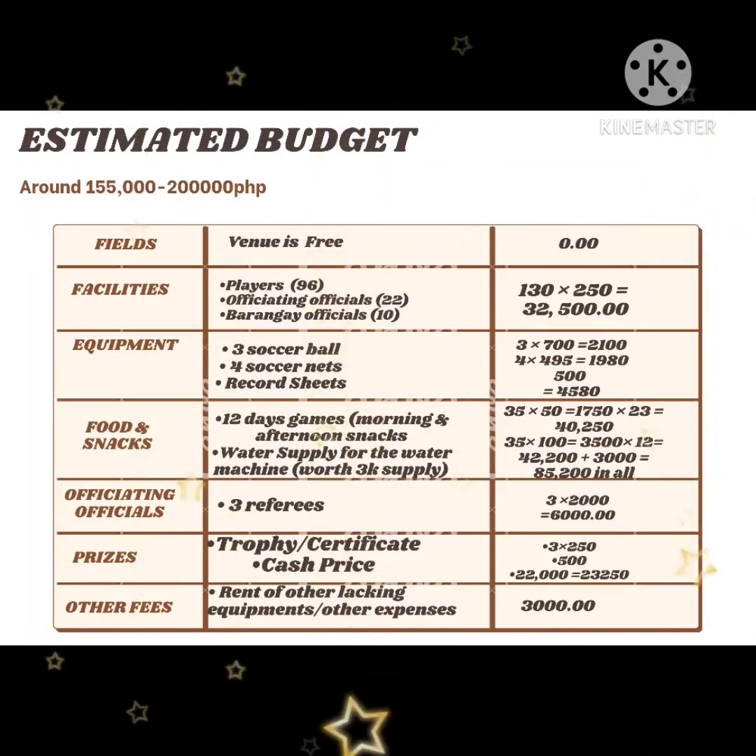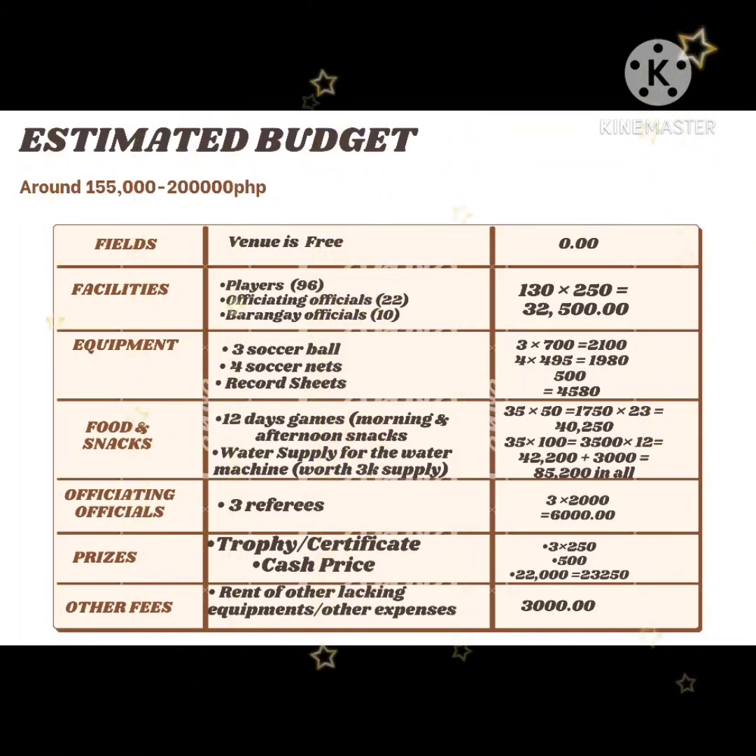So first is the fields. So the venue is free ra ang venue, then it would cost zero, nothing. The next is the facilities. So wala ta gabayad sa venue, but gabayad ta sa facilities sa venue, like for example the kitchen, the dining area, the CR, and other facilities and amenities.